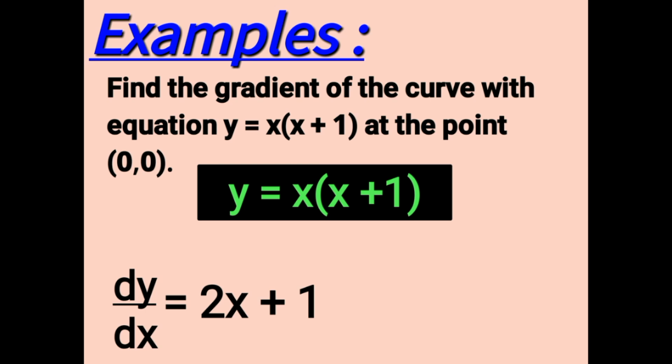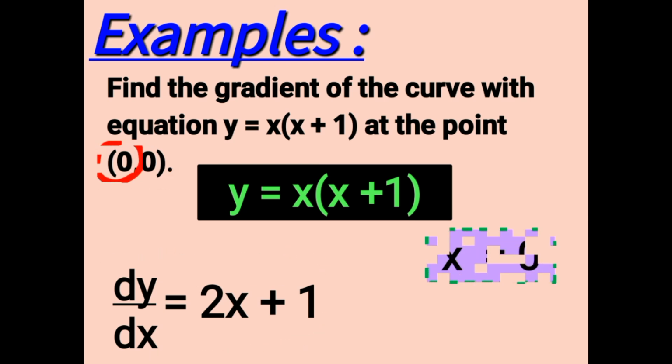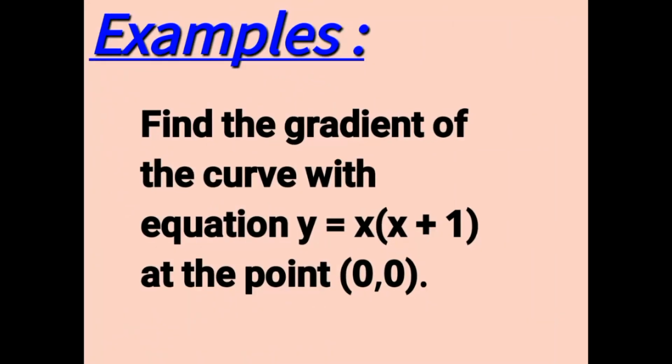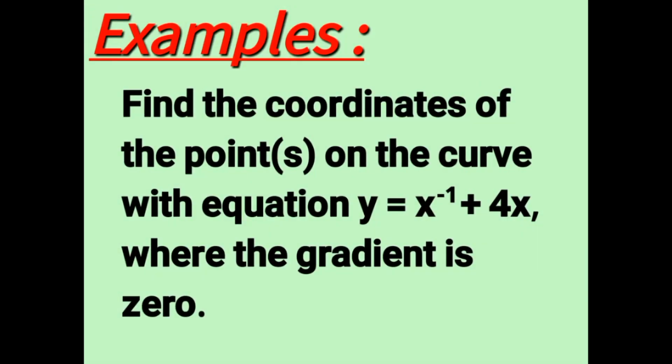Now, since the gradient function can be used to find the gradient of the curve for any value of x, in order to get the gradient of the curve with the equation y equals x times (x plus 1) at the point (0, 0), we substitute the x coordinate value into the gradient function. In this case, 0. So, substituting x equals 0, dy/dx equals 2 times 0 plus 1 equals 1. So, the gradient of the curve with the equation y equals x times (x plus 1) at the point (0, 0) is 1.